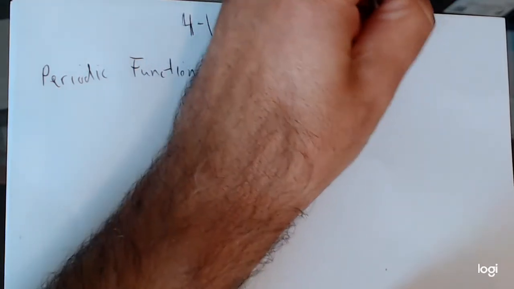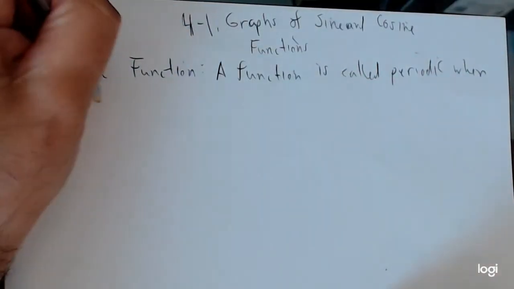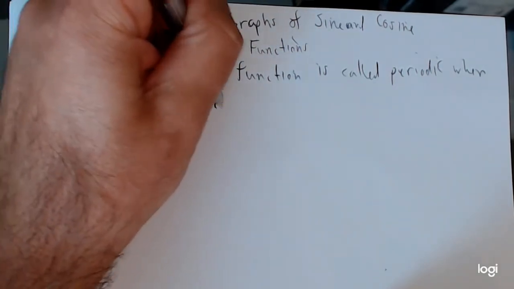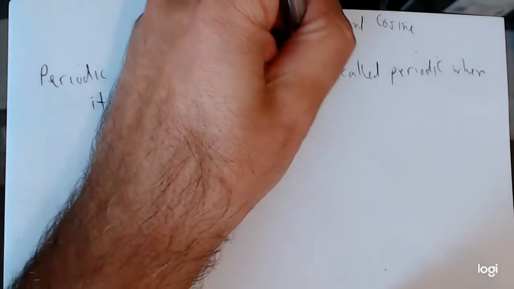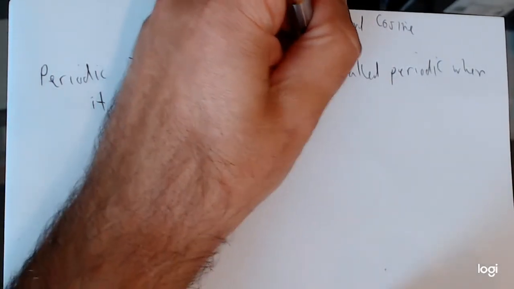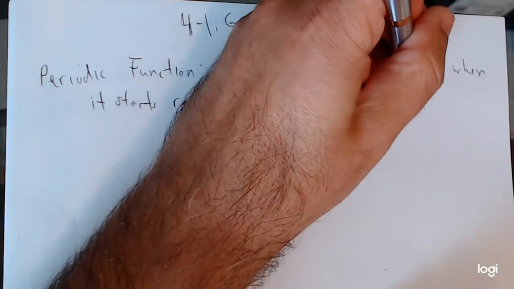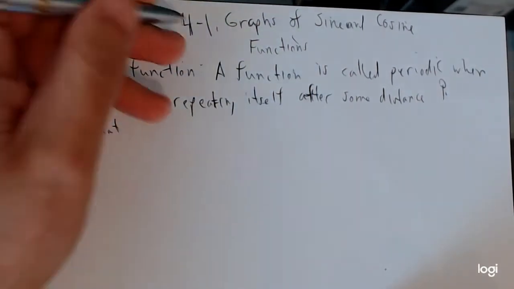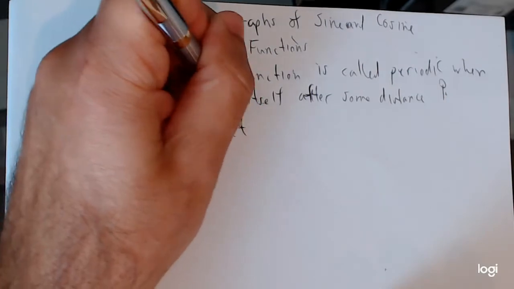So we'd say a function is called periodic when it starts repeating itself after some distance p. So that is f of t equals f of t plus p.